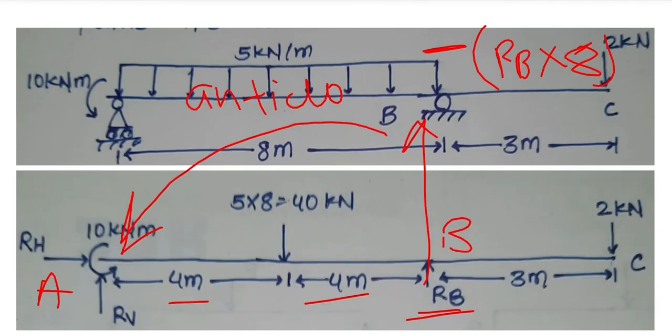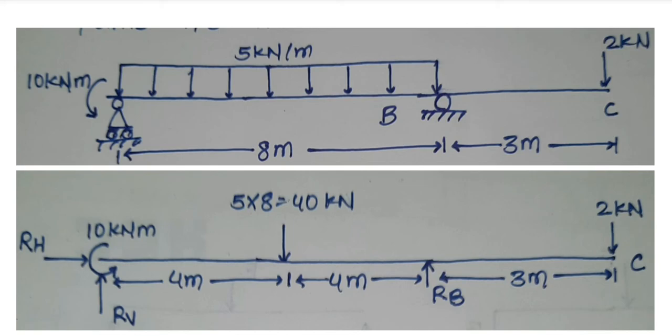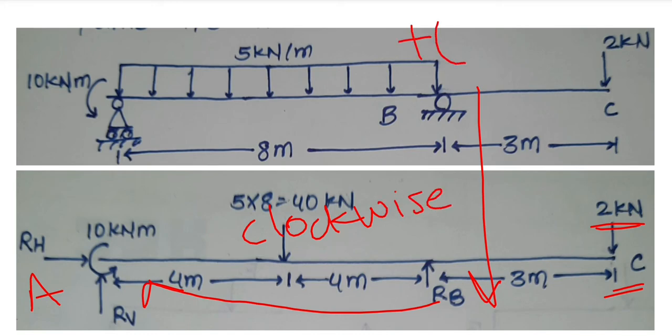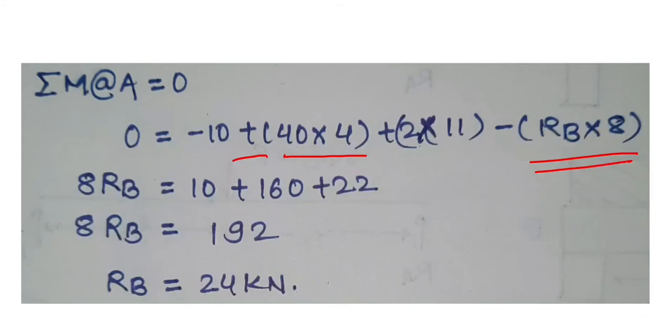And now at the point C, there is a 2 kilonewton force acting vertically downward. So moving towards the point A, it will be in clockwise nature. Hence it will be positive. And 2 into the distance between point A to point C, that is 8 plus 3, that is 11. Okay, see here we have completed the equation.